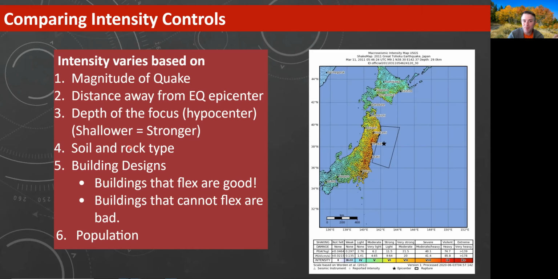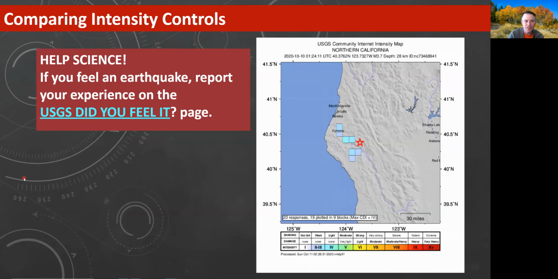The soil and rock type, and we're going to figure out what types are more damaging and which ones are safer. And then the building designs, and then the population. And for those building designs, the ones that flex or can slide with some waves, that's what we're looking for. That's the good stuff. Buildings that can't flex, that's bad because they'll just shear and break.